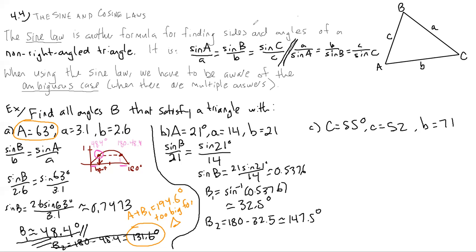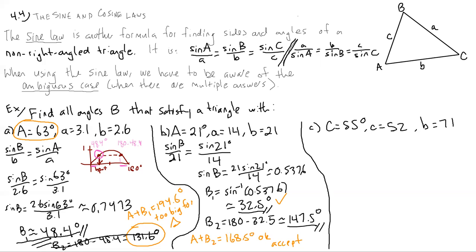And so what we're going to do is that check. B1 should always be good. We don't have to check if B1 works, but B2, because it's bigger, might introduce those problems. So I'll check A plus B2, which would be 21 plus 147.5, so 168.5 degrees. That's okay, so we can accept that. So these are actually two different possible answers for our B. The two of them are both good. So that is a possibility.